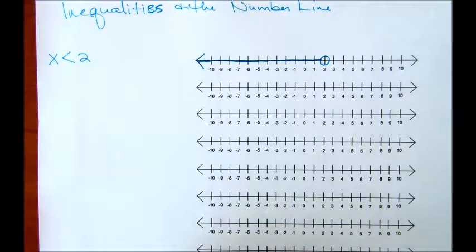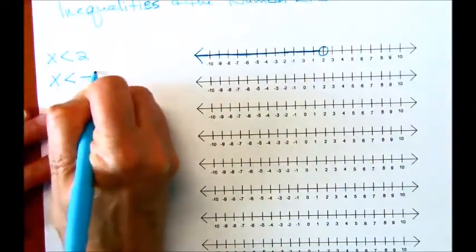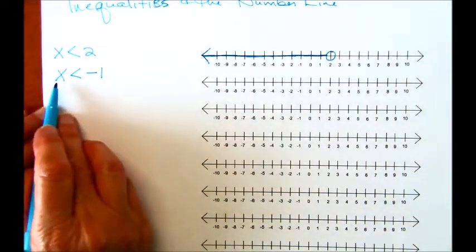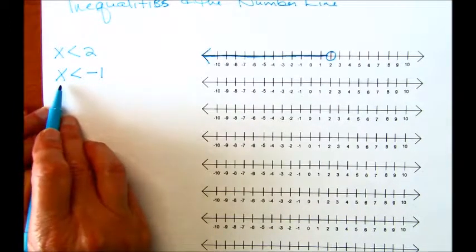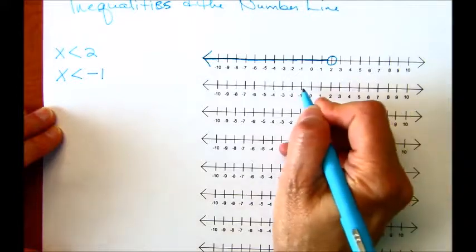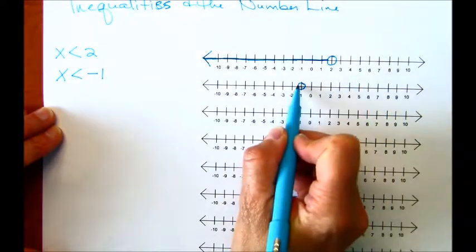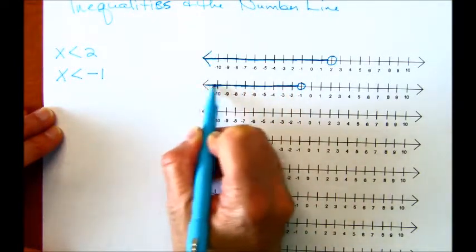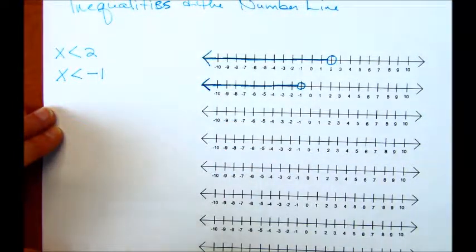Now, say we had another one, x is less than -1. That means any number smaller than -1 is going to work for that inequality. Again, here's -1. I'm going to draw an open circle, and then kind of highlight that line, make it darker towards the negative infinity. Okay?